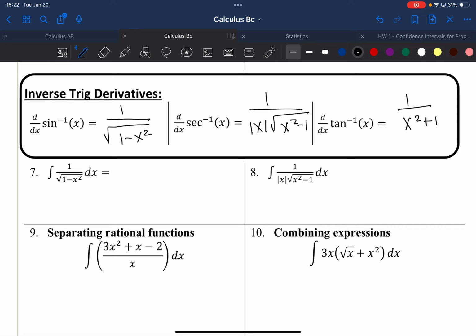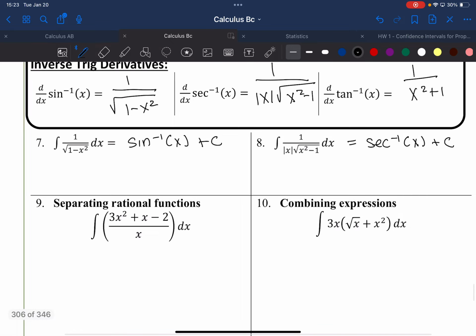For example, number 7 says the integral of 1 over the square root of 1 minus x squared dx. Well, that matches right here with the derivative of the inverse of sine. So this integral is equal to the inverse of sine plus c. Same with number 8. Number 8 looks like what? Good. The inverse of secant plus c. If you haven't memorized these yet, when we did the unit on derivatives, I would memorize them now.